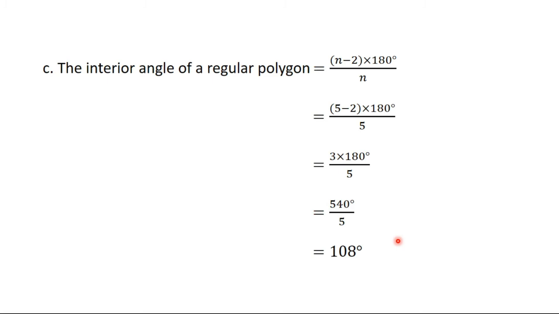The last question told us to find the interior angle of the regular polygon. That is one interior angle, and we know that to find one interior angle is going to be n minus 2 times 180 degrees divided by n. N is 5, so you replace n with 5 here. So you are getting 5 minus 2 times 180 degrees divided by 5. And if you simplify the whole thing, we are getting 108 degrees. We are having 108 degrees for this pentagon.